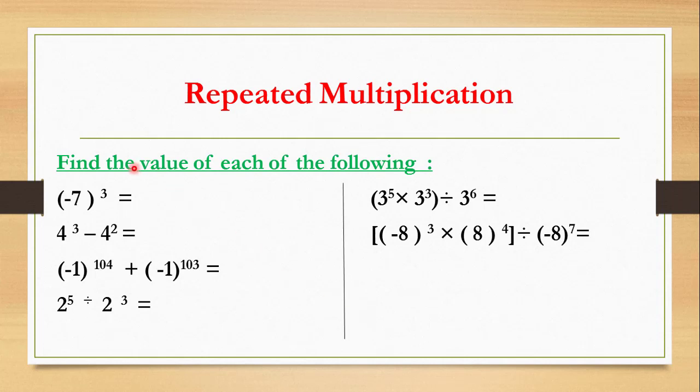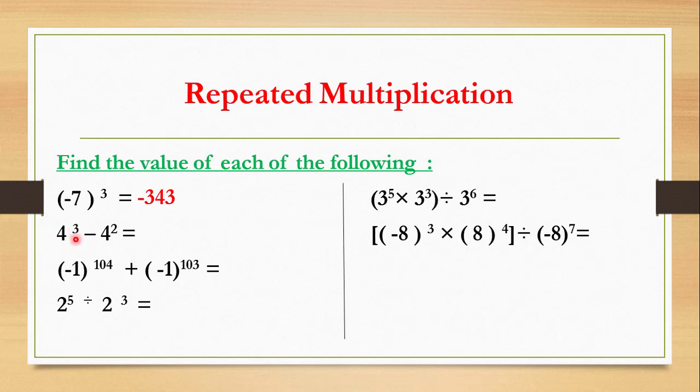For example, here we want to find the value of each of the following. Negative 7 to the power 3 means negative 7 by negative 7 by negative 7. The result will be negative or positive? Negative. Why? Because we have a negative number raised to an odd power, which is 3. So we will multiply 7 by 7 by 7, and the sign is negative. Negative 343.